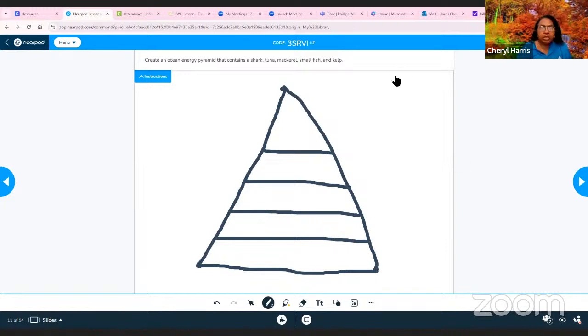And then you just have to place those 5 organisms where they belong. Again, use the text tool. With the text tool, you can make the box big or small, and you can move it where you want it to go. I'll give you another minute before I start filling mine in to see what yours looks like.